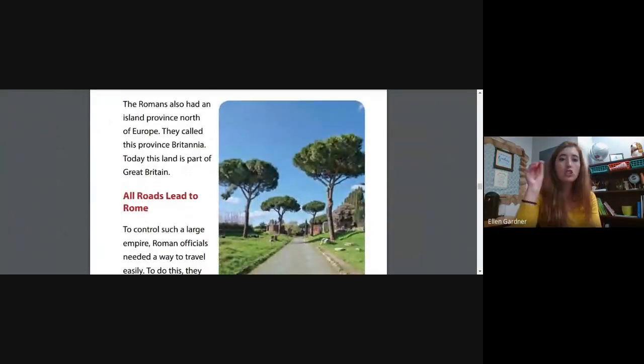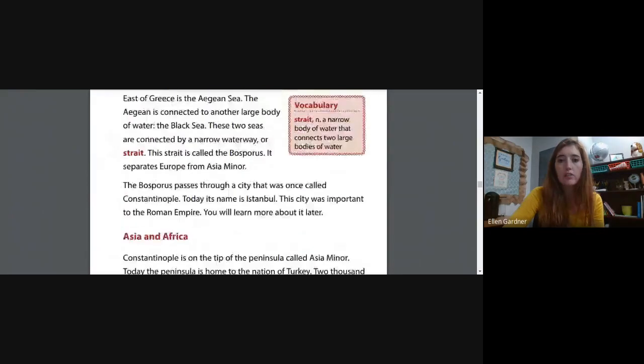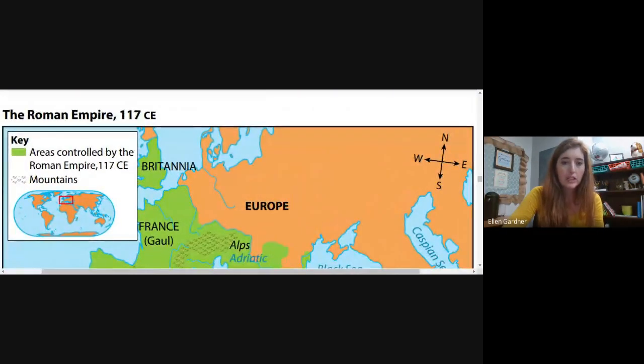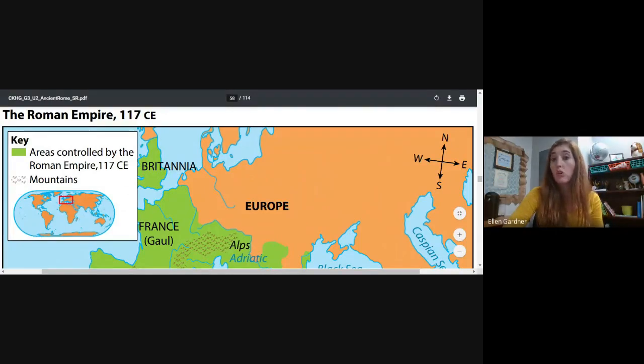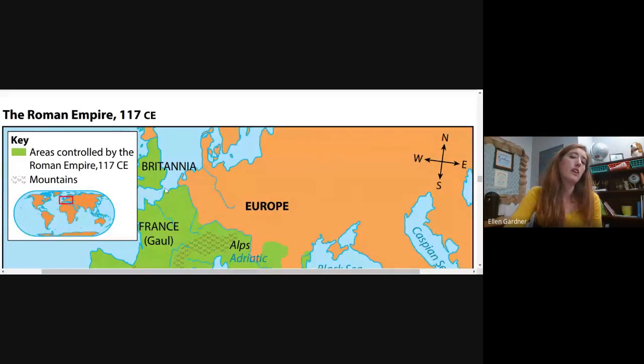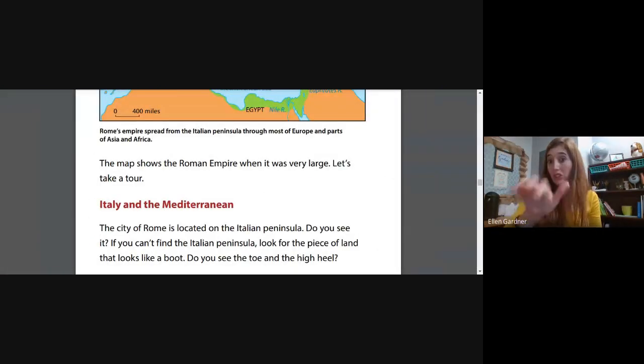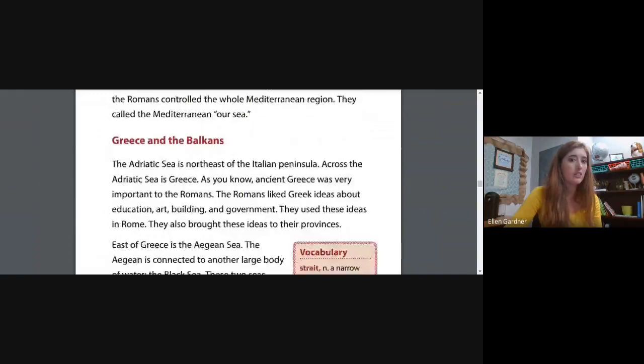The Romans also had an island province north of Europe. They called this province Britannia. Today, this land is part of Great Britain. So up here is Britannia, or Great Britain, or England. So this was also part of their empire. They didn't have all of Great Britain, but they did have this part of it. We're going to find out quite a bit more about that region when we start learning about Vikings in our next unit.